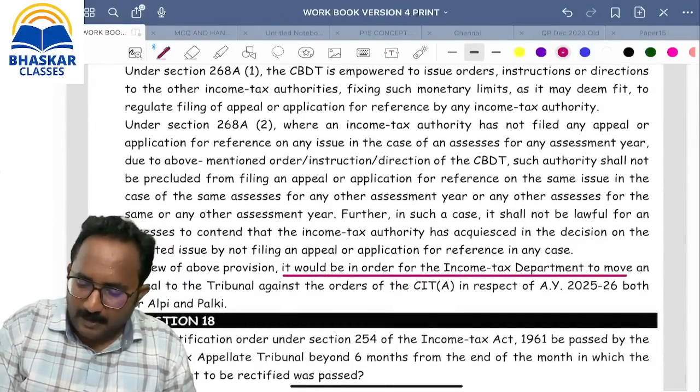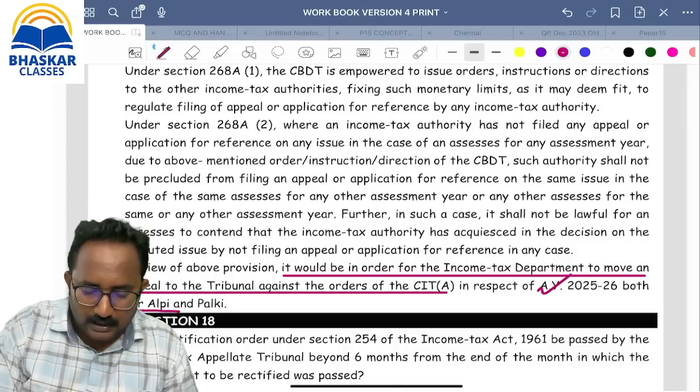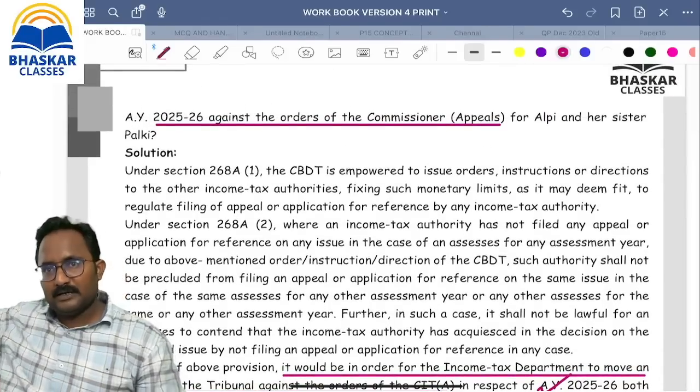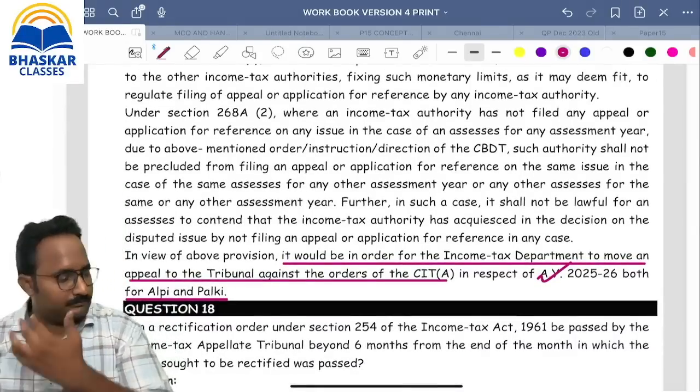Now, the Income Tax Department moves an appeal to the tribunal against the order of the CIT(A) in the next assessment year, in both the Alpi and the Palki case. First, you have to write the provision. What is the monetary limit issued? Revise the monetary limits. All the things you have to write down. And finally, you have to make a conclusion. Clear? Next.